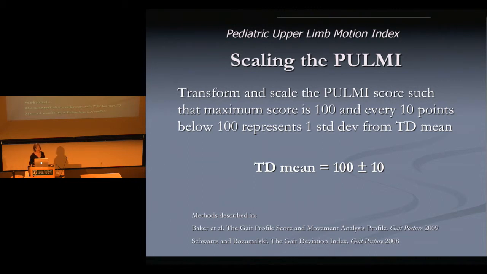In order to improve the clinical usefulness and interpretability of the raw POMI score, I transformed it and scaled it such that the max POMI score is 100, and then every 10 points that the child's score falls below that 100 represents 1 standard deviation away from the typically developing mean. There's a lot of methods involved there if you're interested. Richard Baker and Mike Schwartz have a nice review of that. But the take-home point here is that the typically developing mean is 100 plus or minus 10.